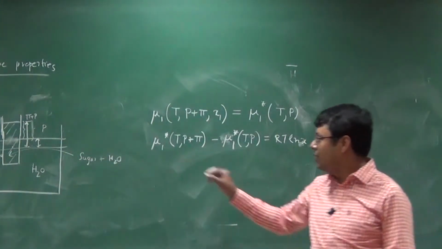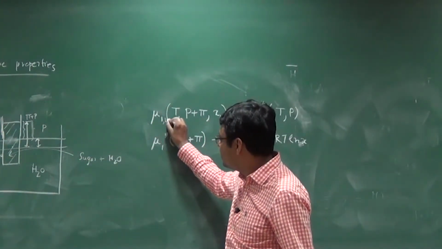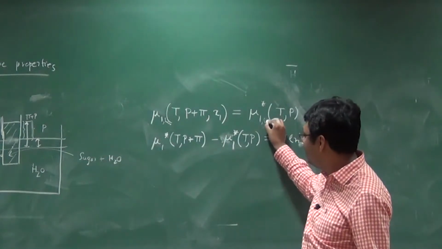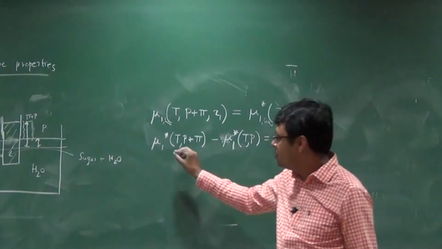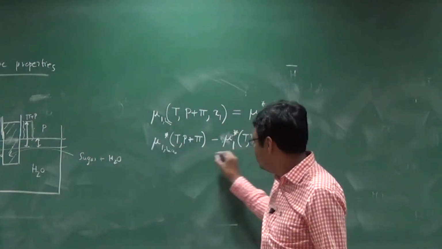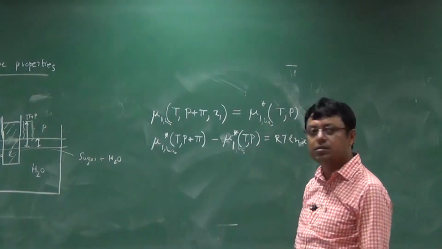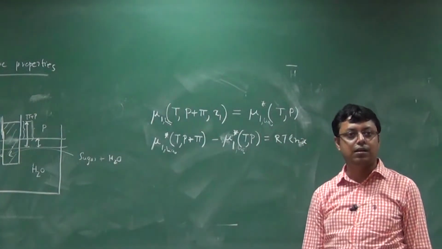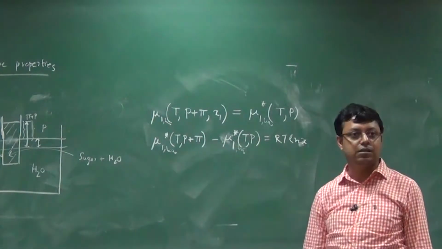Clear? In our original notation, this is basically mu1 liquid. This side is also mu1 liquid. This is mu1 liquid, and this is also mu1 liquid. So the difference is coming from the pressure.